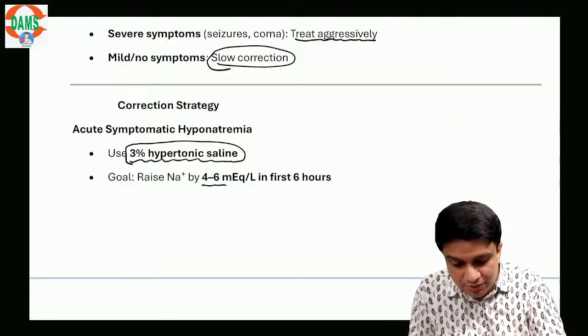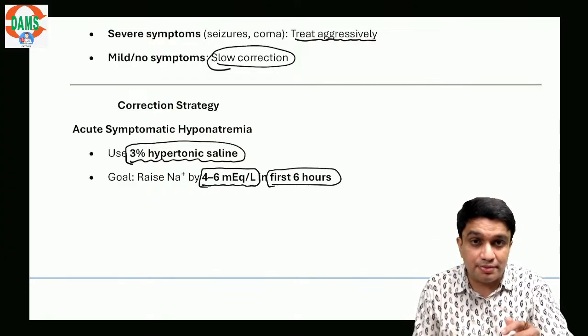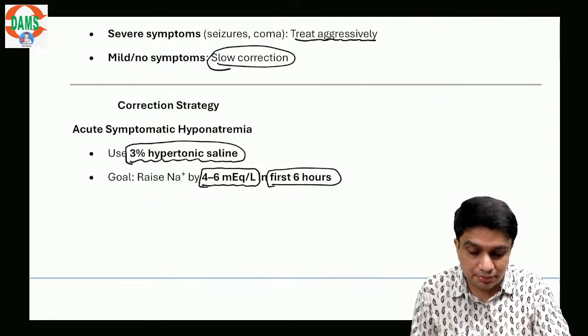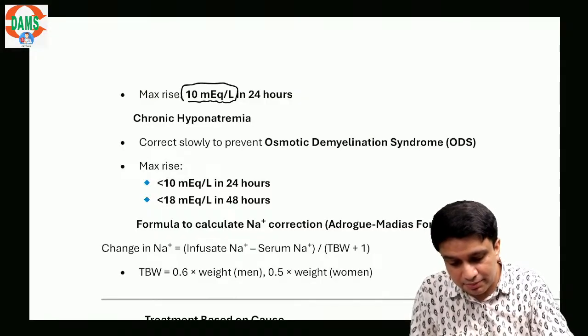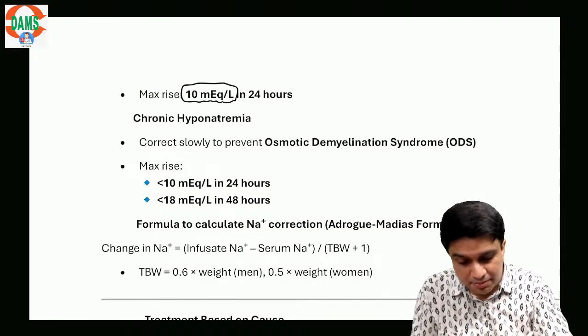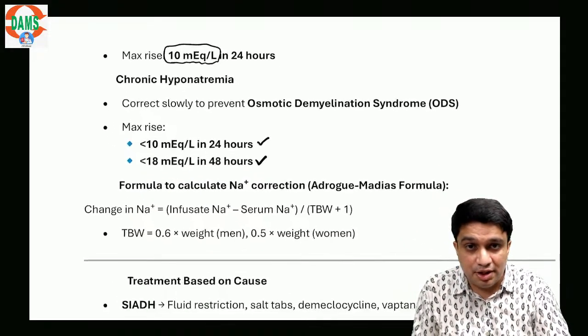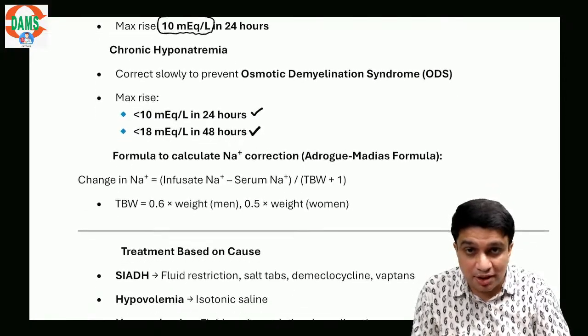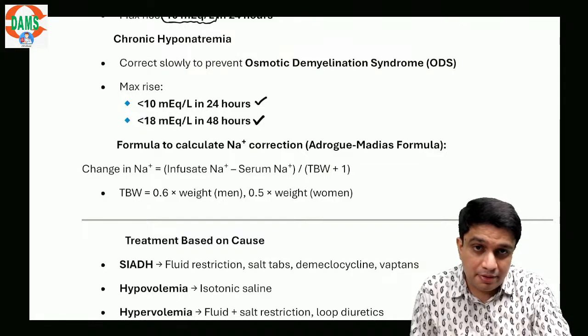And the rise has to be 4 to 6 milliequivalent per liter in the first 6 hours, not very fast, slowly. Maximum rise should not exceed more than 10. Please remember, maximum rise should be less than 10 in 24 hours and less than 18 in 48 hours. And don't forget this Madias formula. Okay, I've discussed this in the PYQ section. Right.